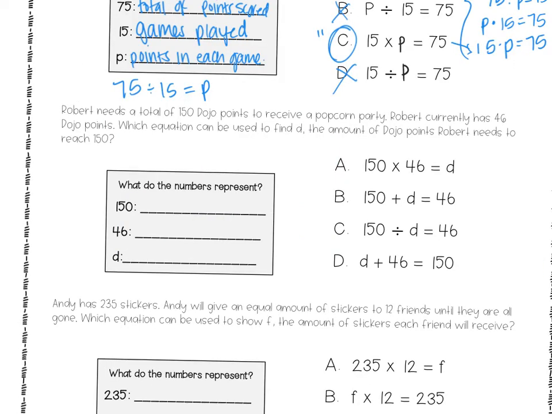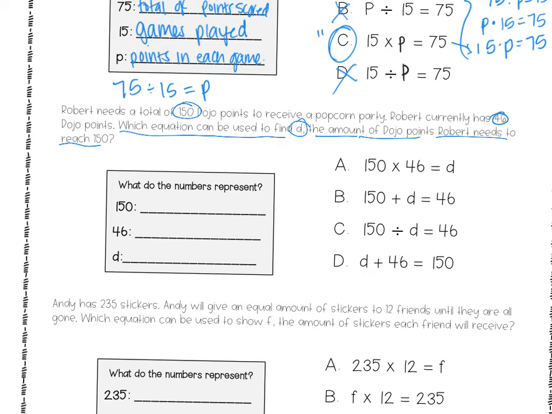All right, let's look at the next problem. It says Robert needs a total of 150 dojo points to receive a popcorn party. Robert currently has 46 dojo points. Which equation can be used to find D, the amount of dojo points Robert needs to reach 150?